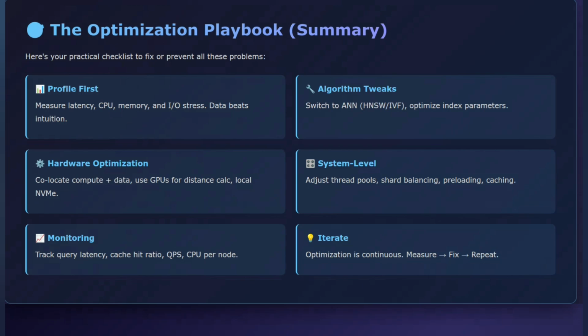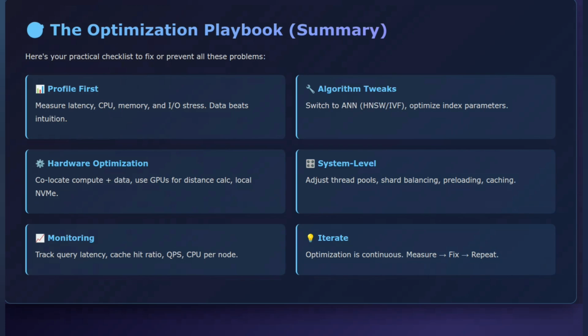Step 1, profile first. Before you optimize anything, measure where the problem actually is. Use APM tools, log query latencies, monitor CPU, memory, disk I/O. Identify the bottleneck. Don't guess, measure. I've seen teams optimize query algorithms when the real problem was memory allocation. They wasted weeks.